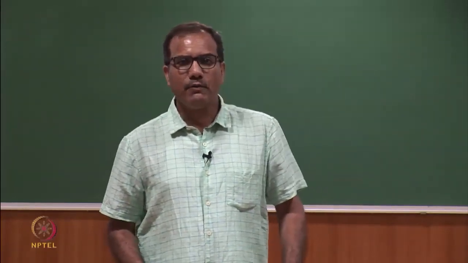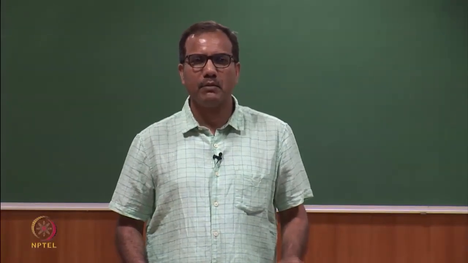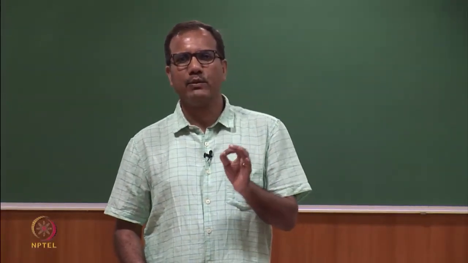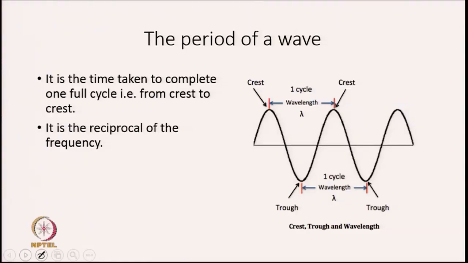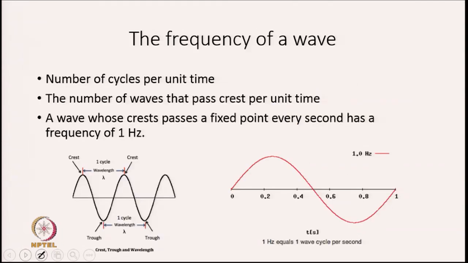Now, what is the period of a wave? It is basically the time taken to complete one full cycle. So, the time it takes to go from one crest to another crest. Adjacent, we are certainly talking about adjacent crests, or it is the time taken to go from one trough to another adjacent trough, and it is the reciprocal of frequency. I will talk about frequency soon.